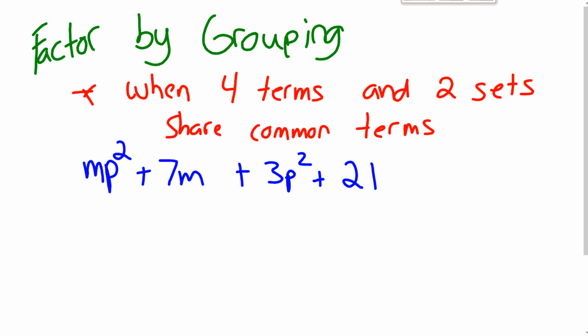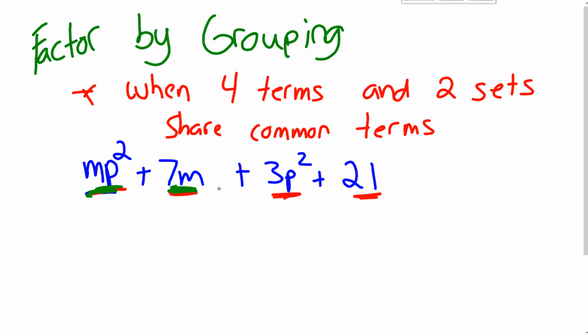Okay, another form of factoring is factor by grouping. This is when you have 4 terms or more, and they share common terms. So the 2 sets share common terms. So we want to maybe rearrange these 4 in some kind of order so that we take out from 2 of them. So there's one set of 2 and another set of 2.